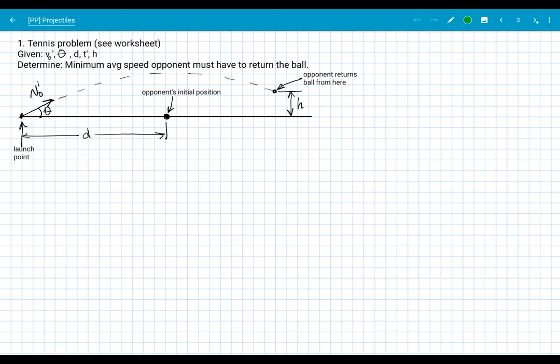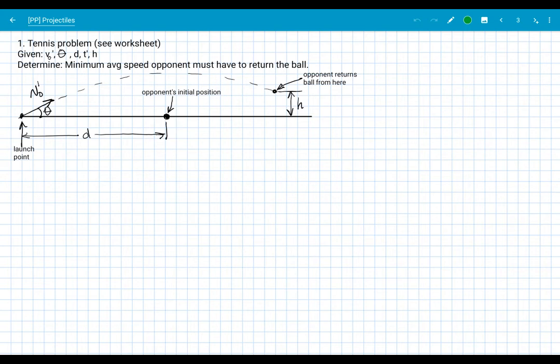Okay, let's look at the tennis problem. The problem itself is fairly wordy, so I did not put the whole thing on this sheet here, but please review it on your worksheet. And I like this problem because it contains a combination of one-dimensional motion and two-dimensional motion.